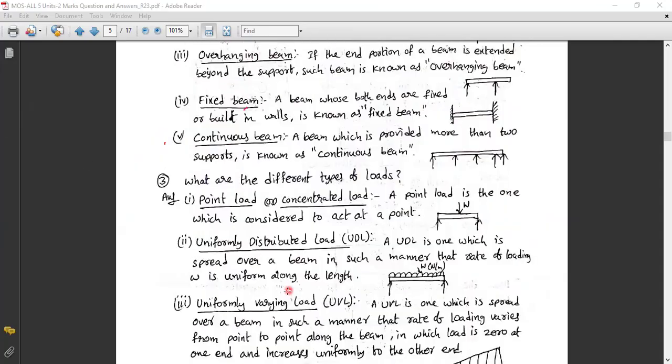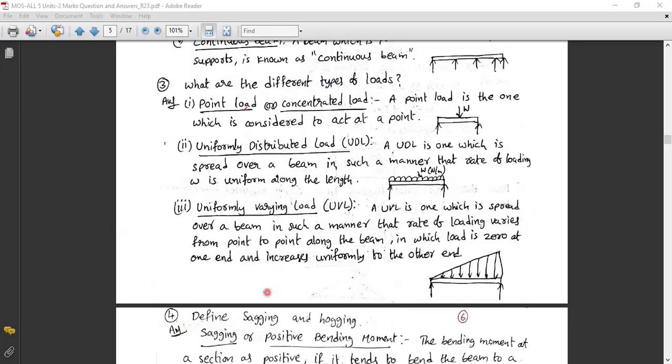The question is, what are the different types of loads? Very important, very easy to understand. The different types of loadings are, first, the point load. Here you can see the point load. It is a simply supported beam, as we discussed in the previous question. One weight, one vertical force is acting at the center point, which is called a concentrated load or point load. A point load is one which is considered to act at a point. So only one load at one point in the beam is called a point load.